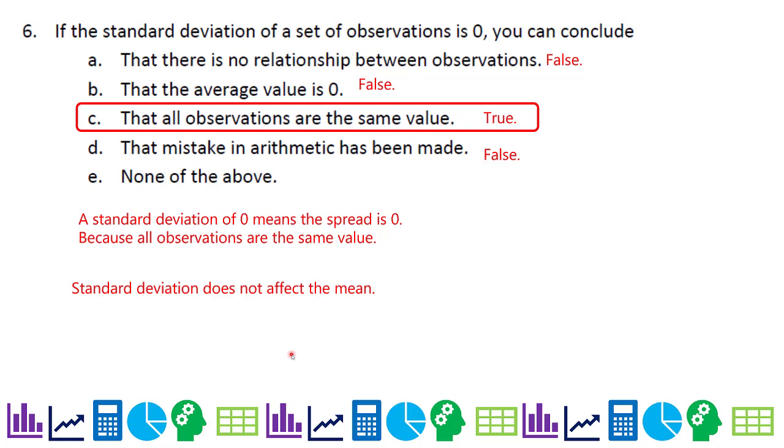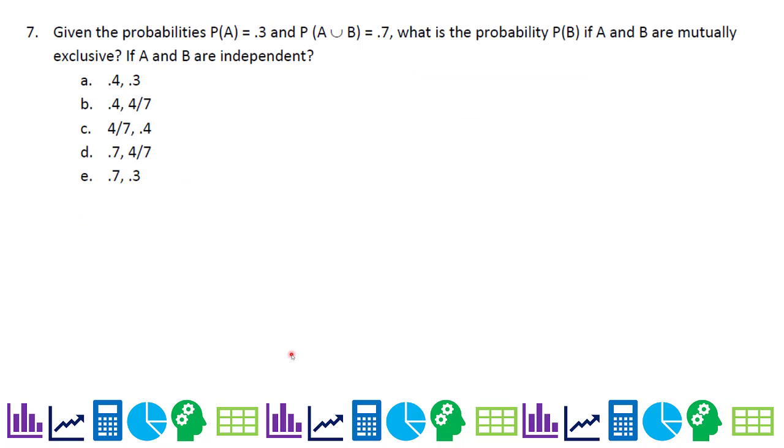On to number 7. This tends to be a pretty tricky one. Given the probabilities, probability of A is 0.3, probability of A or B is 0.7. What is the probability of B if A and B are mutually exclusive? And then redo the problem if A and B are independent. By the way, mutually exclusive and independent don't happen together, just letting you know.